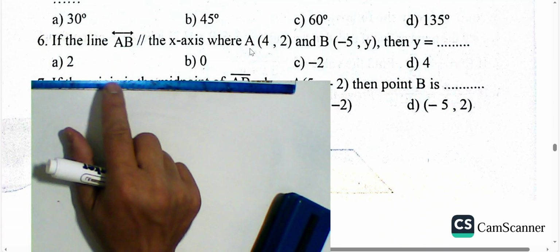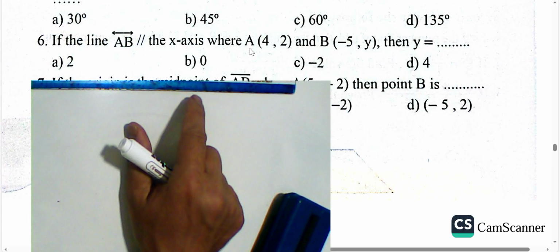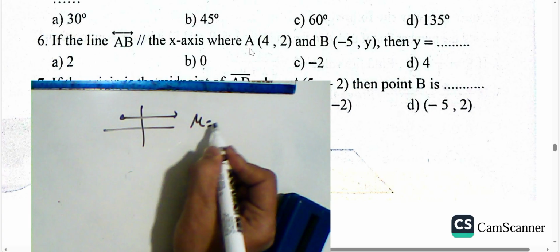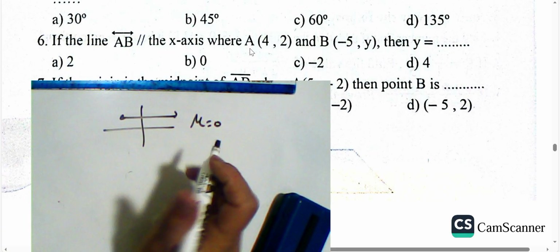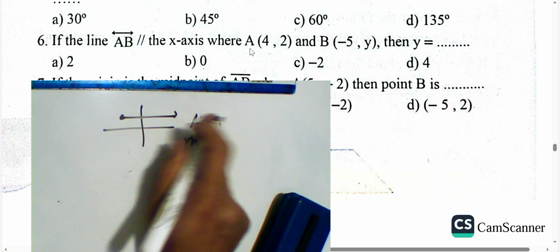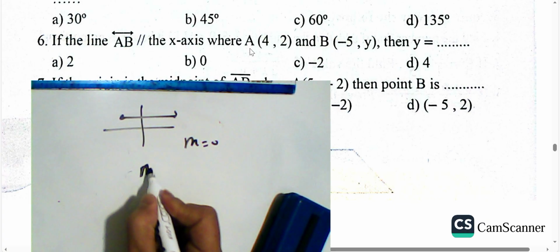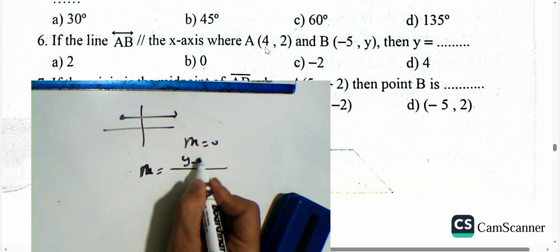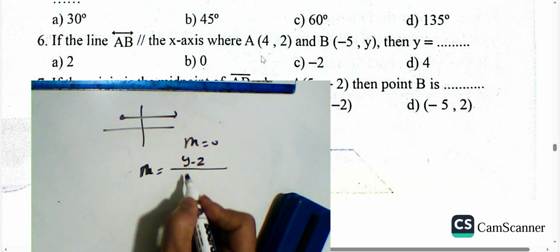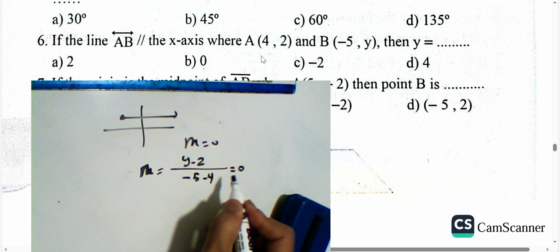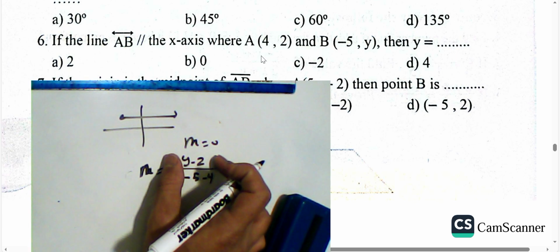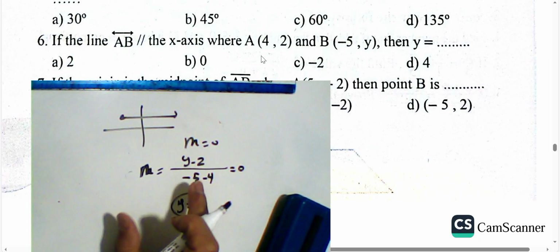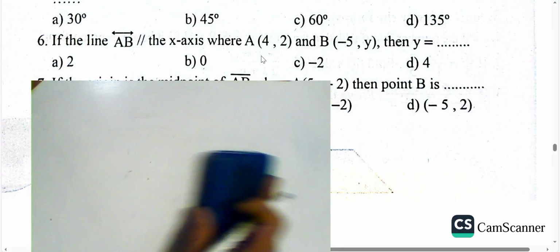If a straight line AB is parallel to the x-axis, what's the meaning of parallel to the x-axis? It means the slope will be 0, okay? Then m is the slope. The slope will be 0. We know the slope is equivalent to y2 minus y1, over negative 5 minus 4. It will be 0 where y equals this value, then the slope will be 0, okay?